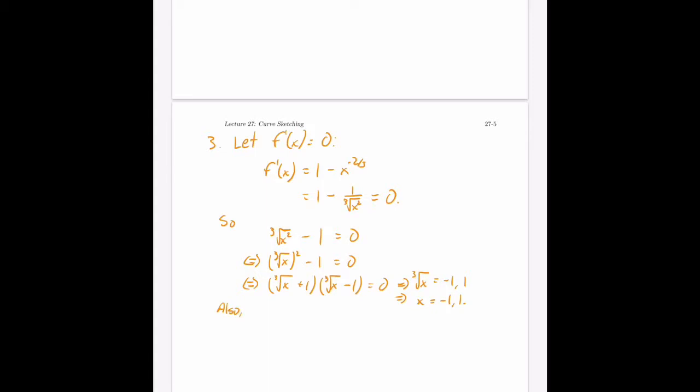Also, f prime does not exist at x equals 0. Again, right, because we are dividing by 0. All right, so f actually has 3 critical numbers and 3 critical points, because even though f prime doesn't exist at 0, f does. So f has critical points (0, 0).